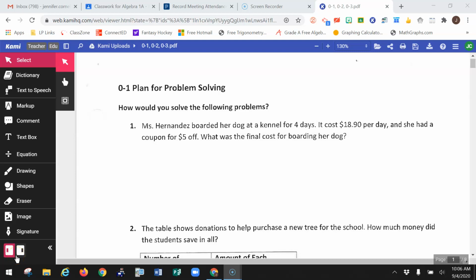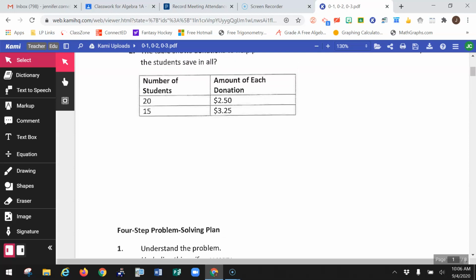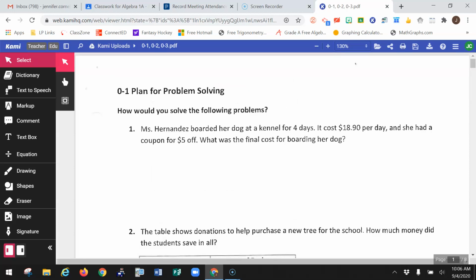This is a recording of the notes from September 4th, 2020 for Algebra 1A. This is section 01. So these first two problems were given as a warm-up. So I will just go through how we solve these.